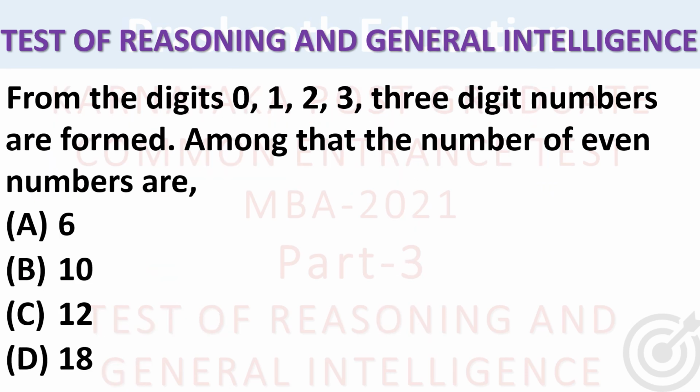Okay, let's look at the question. From the digits 0, 1, 2, 3, three-digit numbers are formed. Among those, the number of even numbers is asked. So they are asking us to create an even number from these digits. Now here the mistake they have made is they have not mentioned whether we can repeat the digits or not. If I were a student, I would have raised a query for this. Since they have not specified, they should have given grace marks.